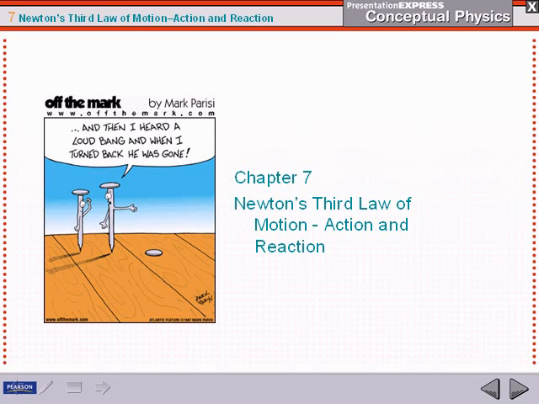This chapter is on Newton's third law of motion. It's often called action and reaction, and we'll see why in a minute.